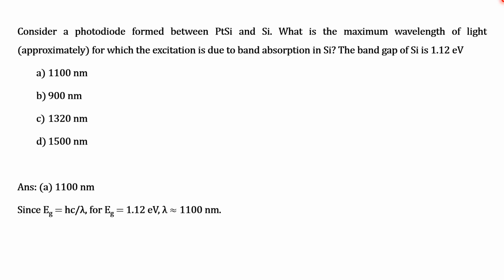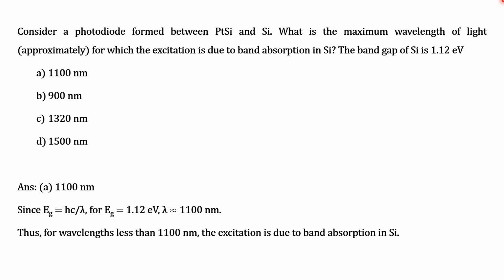So basically for 1.12 electron volts, we have approximately 1100 nanometers, right? Therefore, for all wavelengths less than that, excitation will be due to band absorption in silicon. They have asked only for band absorption in silicon, that is why we are calculating only with respect to 1.12. So in the photodiode, there is a region of silicon alone, and in that silicon region, what will be the maximum wavelength out of these four options that can be absorbed? That is 1100.